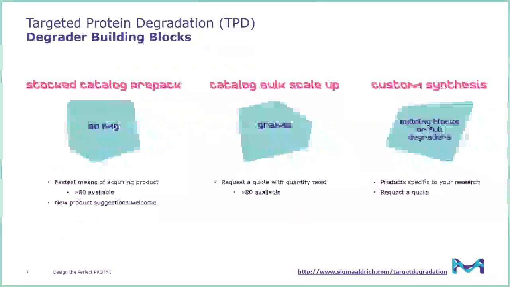And so to acquire these degrader building blocks, the fastest way is to go through our stocked catalog pre-pack. We have over 80 of these available at 50 milligram quantities. And if there's something that's obviously missing, or something you know you will need in the future or on a routine basis, please let us know.